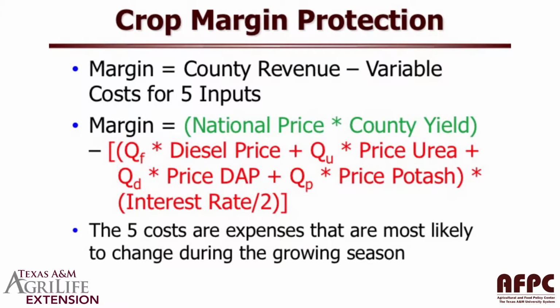This is just a diagram of how we might think of what a margin is. It's total revenue minus a variable cost for 5 inputs. The total revenue is in green, national price times the county yield. So this is an area coverage. It's not on your farm, but it's an area coverage. And then subtracting from that, the costs are the diesel fuel, price of urea, the price of DAP, price of potash, all multiplied by a half year's interest costs.